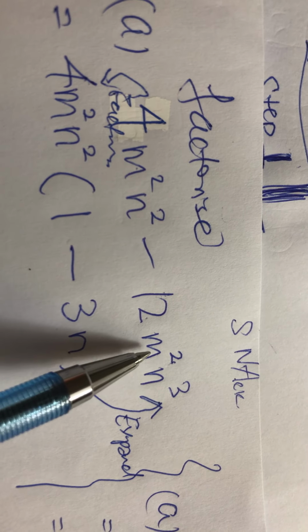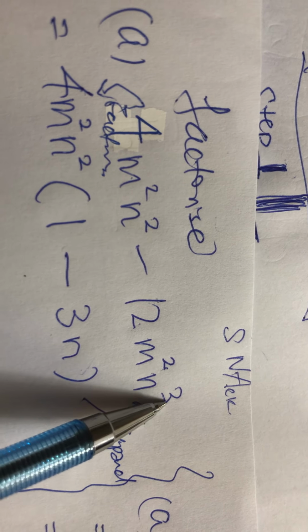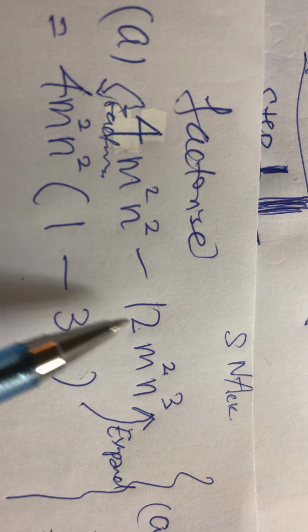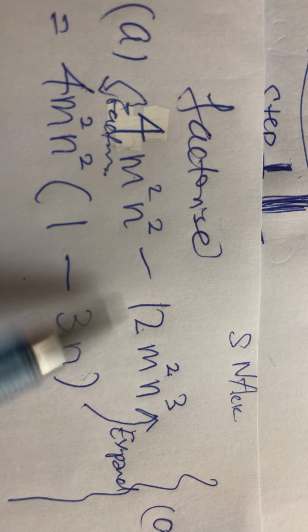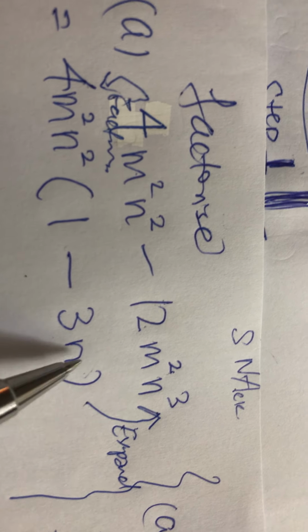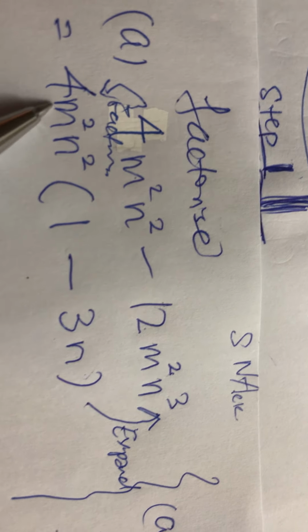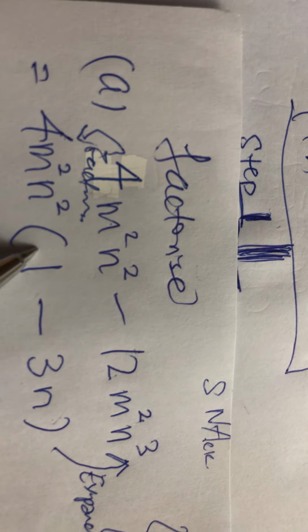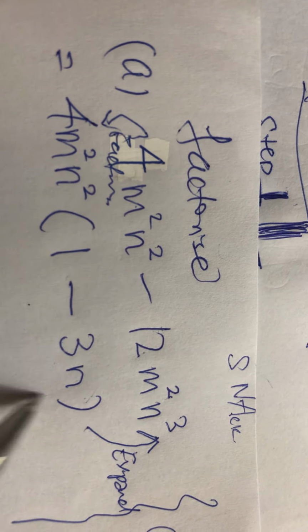Now double check. I need 12m square n cube with a minus here, so I need a 3 here. 3 times 4 is 12. This minus is here. And m square is already here, so the m is taken care of. You need another n here because n times n square is n cube. Now, can you continue from here? No, you can't factorize anymore. So that's the end. Finished already. That's it. Answer. What if you have this question instead?